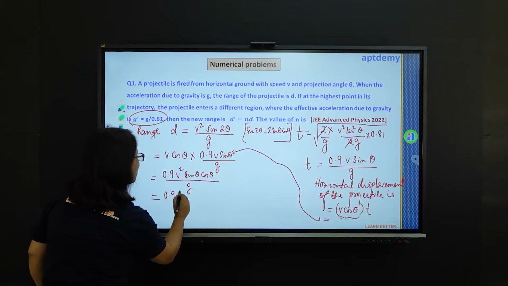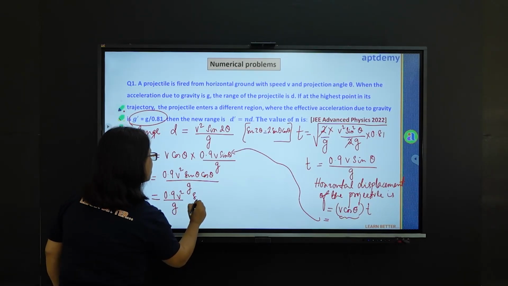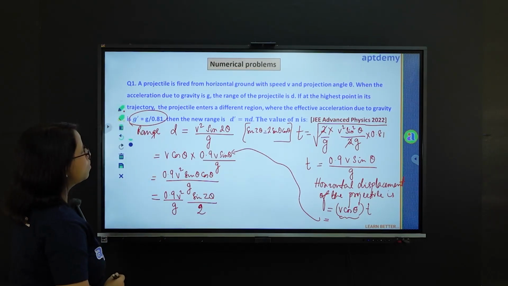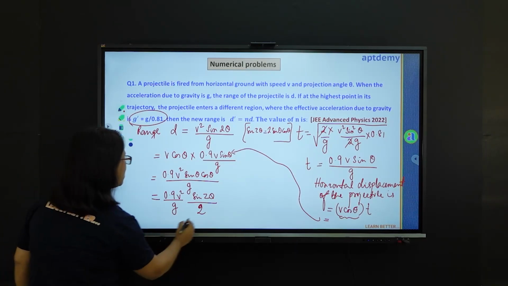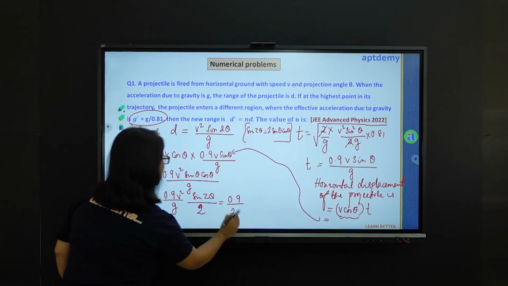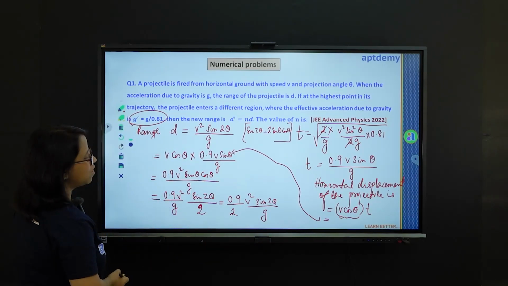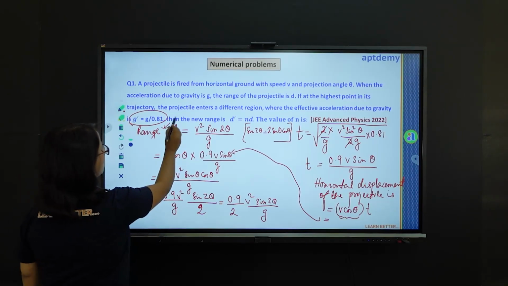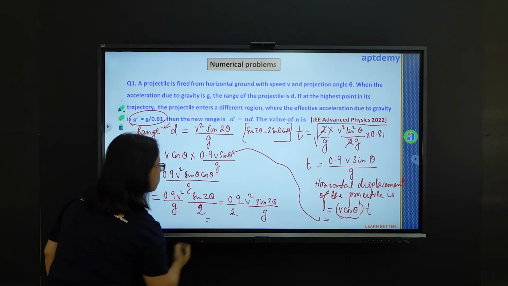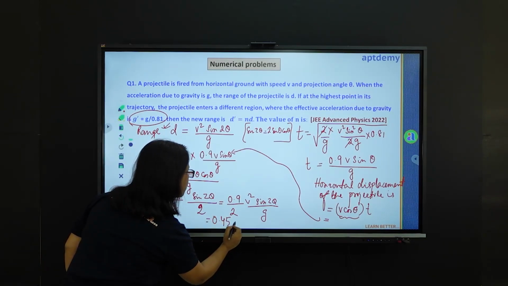This is 0.9 v square by g, and sin theta cos theta is nothing but sin 2 theta by 2. So you can write this in this way. Ultimately what we have here is 0.9 by 2, and we have v squared sin 2 theta by g. So if you take note, v square sin 2 theta by g is nothing but the range d. So this is in fact 0.45 d.